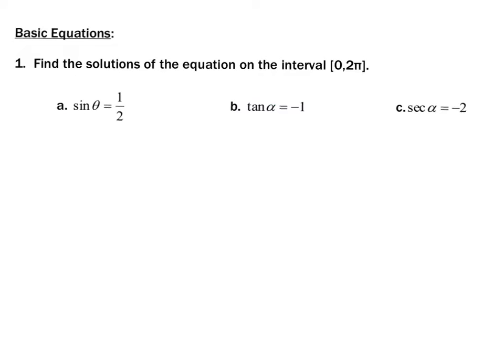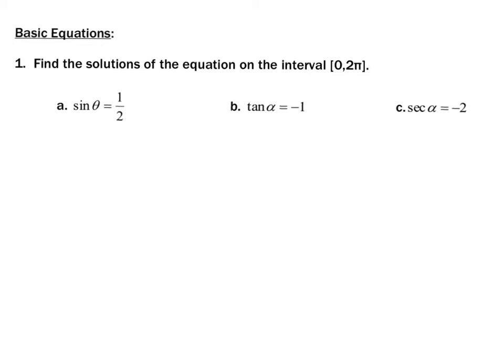Alright, let's look at a couple of examples. First thing, you're going to need a copy of the unit circle with you in order to solve these problems. So first, notice we want our answers between 0 and 2 pi. So we need to make sure that all our answers are going to be positive. And remember, our answers are going to be in radian form.